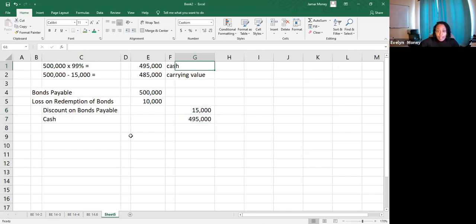So then we can proceed with our entry. We know how much cash we're paying out, we calculated that. We know that bonds payable has to come off the books, and we know the discount on bonds payable has to come off the books. The last piece that we need to record in this specific example is the loss. So this takes care of the problem.